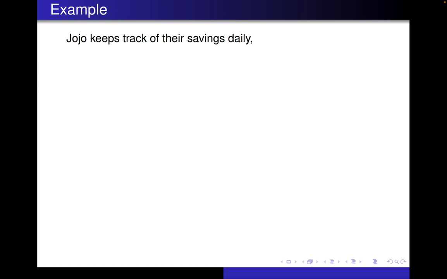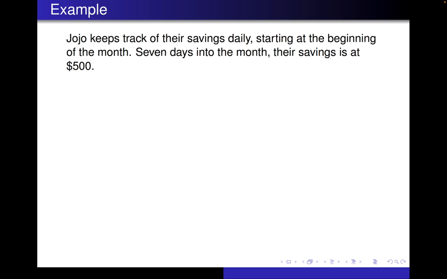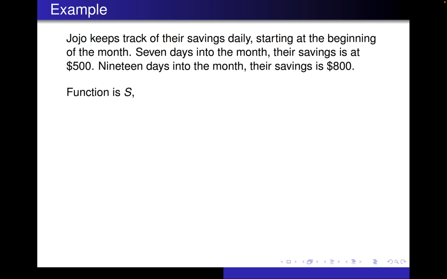As an example, let's think about the savings example that we were thinking about in the last video. Let's think of JoJo as keeping track of their savings daily, starting at the beginning of the month. So 7 days into the month, their savings is at $500. And then 19 days into the month, their savings is $800. Let's think about what the average rate of change is going to look like in this example. We're going to call the function s. It doesn't have a name in the statement of the problem, but we're going to give it a name, s. So s of t is the amount of savings that JoJo has after t days.